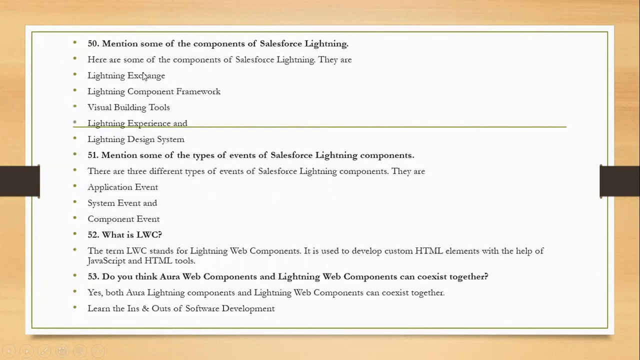Next question, mention some of the components of Salesforce Lightning. Here are some of the components of Salesforce Lightning. They are Lightning Exchange, Lightning Component Framework, Lightning Visual Building tools, Lightning Experience, and Lightning Design System. Next question, mention some of the types of events in Salesforce Lightning components. There are three different types of events in Salesforce Lightning components. They are application event, system event, and component event.